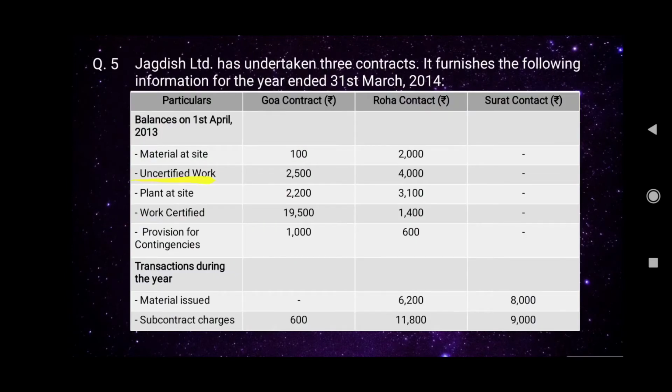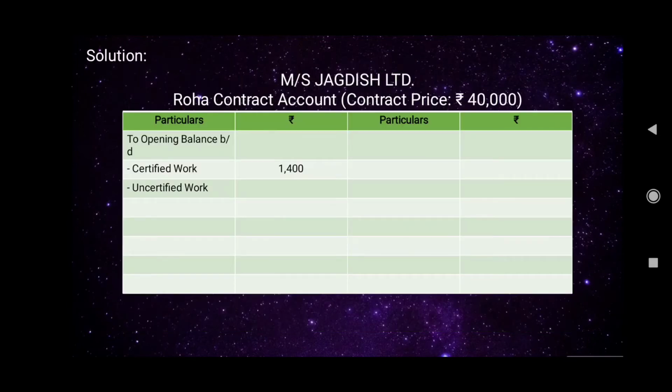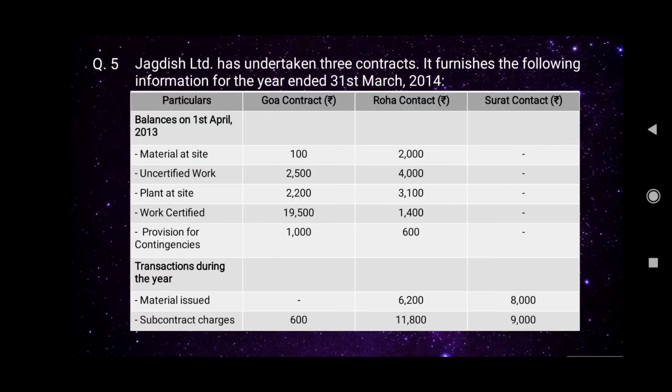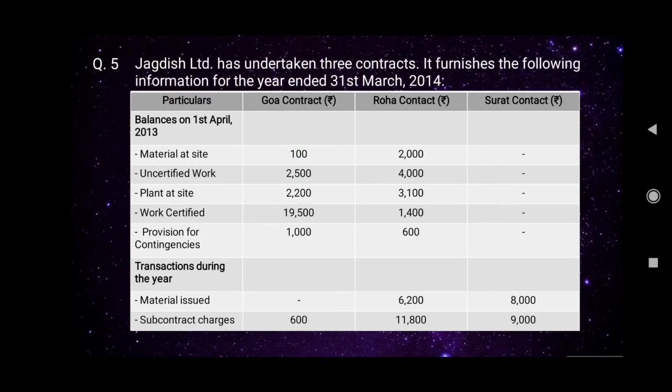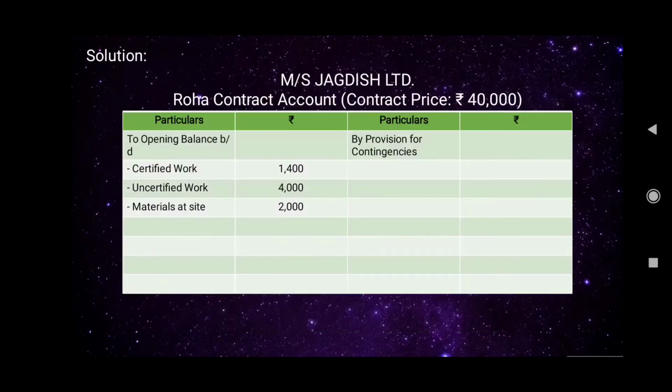Next we'll record uncertified work. Amount is given as 4000. So uncertified work amount is 4000. Next is material at site. Amount is given as 2000 for the Roha contract. So we'll record it. Material at site amount is 2000. Next we'll record provision for contingency. Amount is given as 600. So we'll record it on the credit side. By provision for contingency amount is 600.